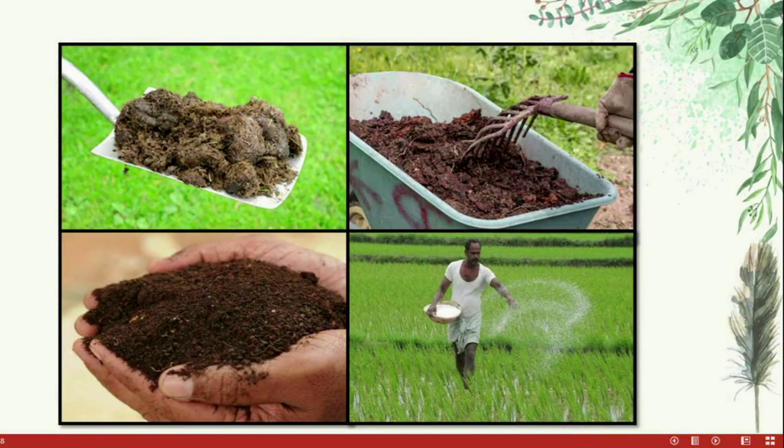Look at the picture, you will understand easily. This is nothing but cow dung. With the help of cow dung, we can make manure. It makes the soil fertile, and it gives nature humus.